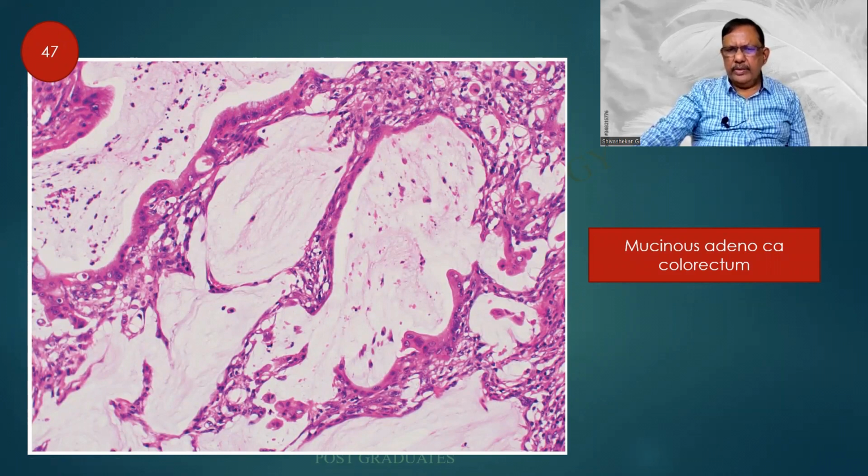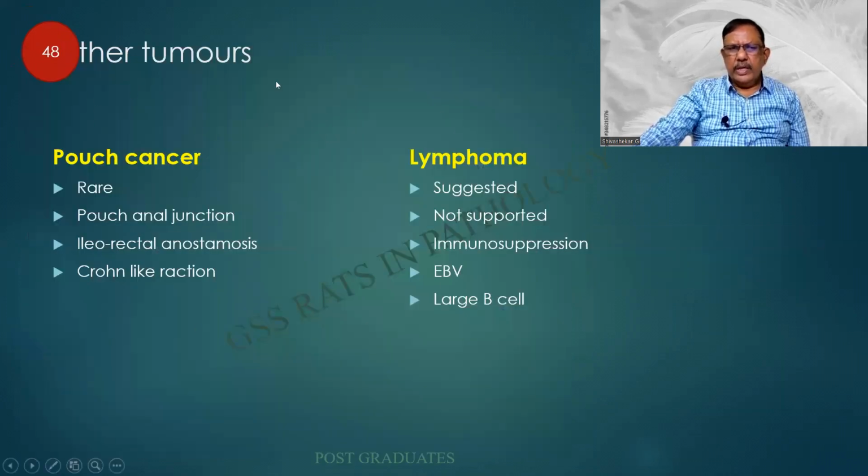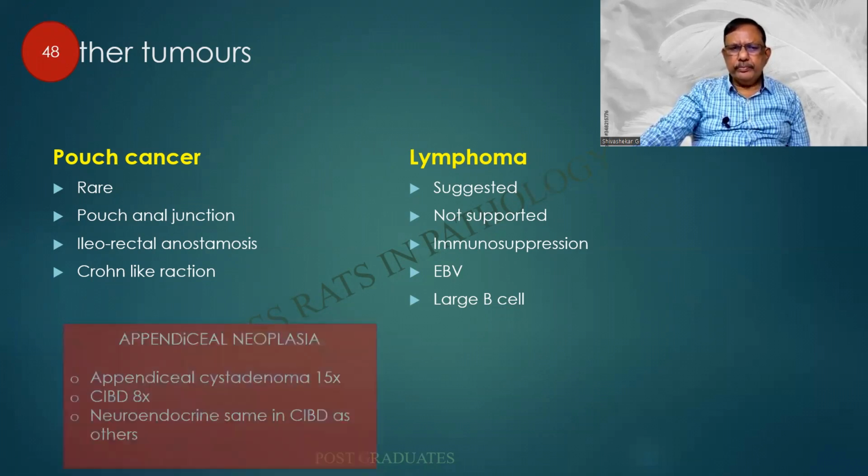the ulcerative colitis. There are also other tumors such as the pouch cancer, which is rare. It can occur at the anal junction, anorectal junction, or in the regions of ileorectal anastomosis. There is a Crohn-like reaction that can be seen. Forgive me for the spelling mistake. Lymphoma also is another tumor that can develop, but it is very rare. It is suggested but not supported. Immunosuppression is supposed to be one of the predisposing conditions, Epstein-Barr virus. And large B-cell lymphoma is the tumor over here.